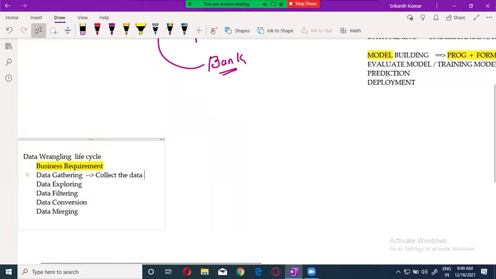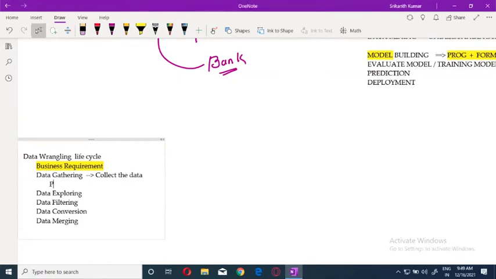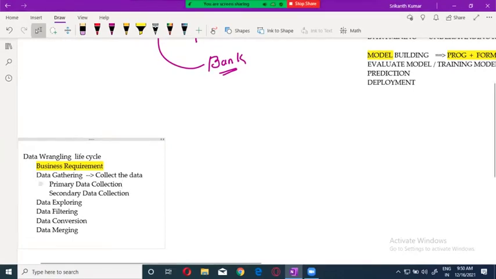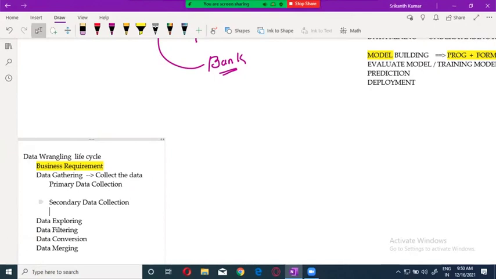Now, this collection, the gathering of the data, we can do in two ways. One is called primary data collection. The second one is called secondary data collection. Now, what is primary and what is secondary? We are going to see it. Let's talk about the secondary first, then we will come back to the primary.